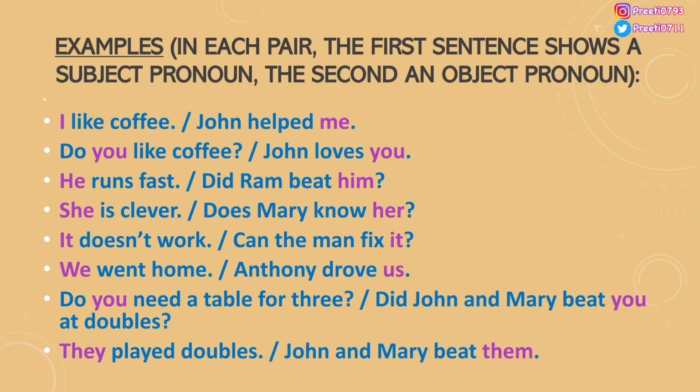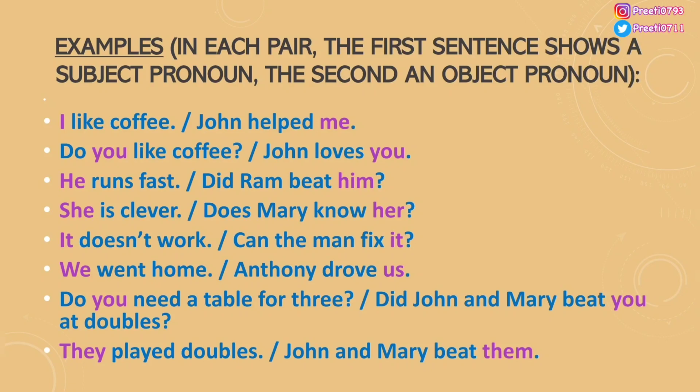So "I" here is used as a subjective pronoun, which means that this word "I" is the one who is performing the action. Okay, who is liking coffee. Whereas in the second sentence, "John helped me." So "me" here is used as an objective pronoun, where "me" is receiving the action. Like John has helped me. So "me" is the one who is receiving the action "help" here. So that is why "me" is an objective pronoun.